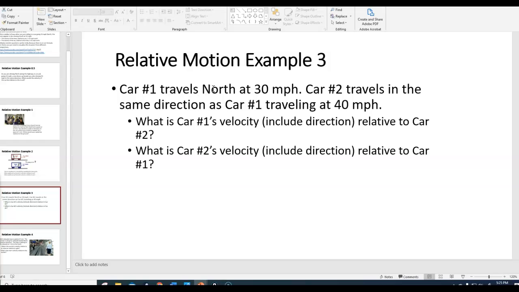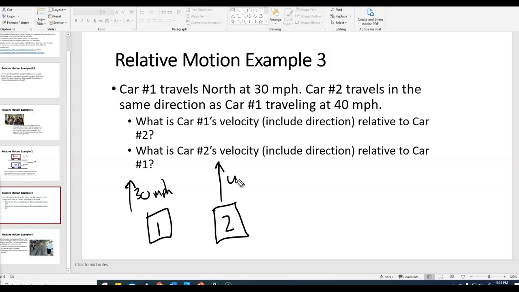Okay, so car number 1 travels north at 30 miles per hour, and I'm going to draw a picture just so I can visualize this. So here's car number 1, and it's going north at 30 miles per hour. And it says car number 2 travels in the same direction at 40 miles per hour. So here's car 2, same direction, 40 miles per hour. What is car number 1's velocity, include direction, relative to car number 2?